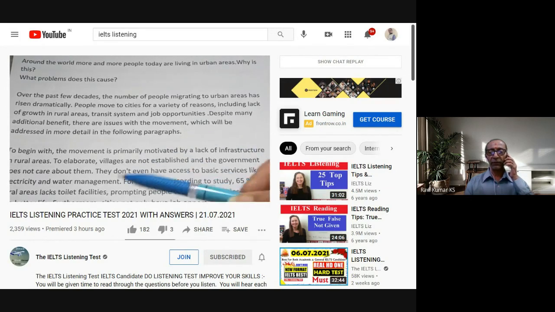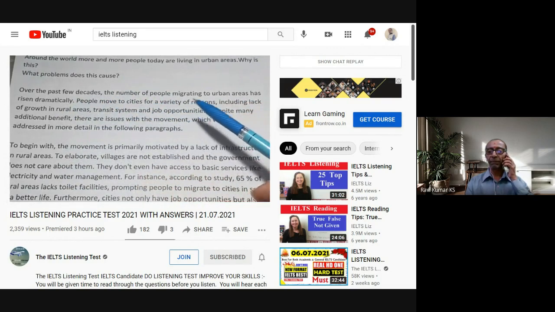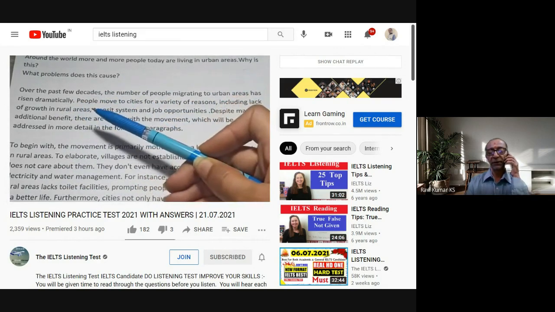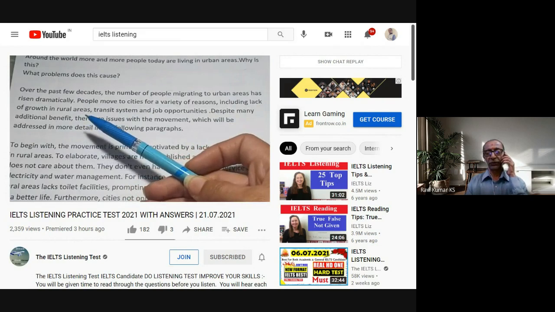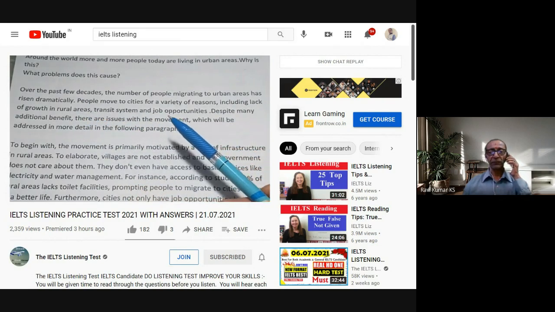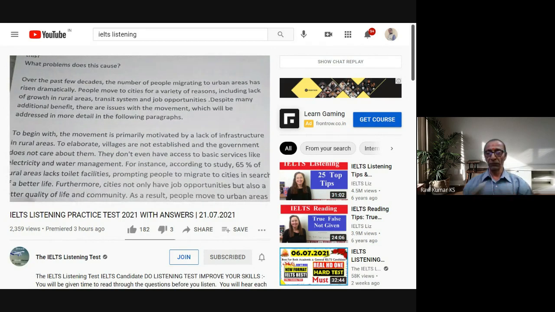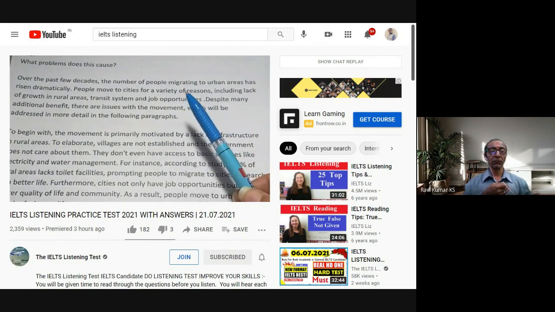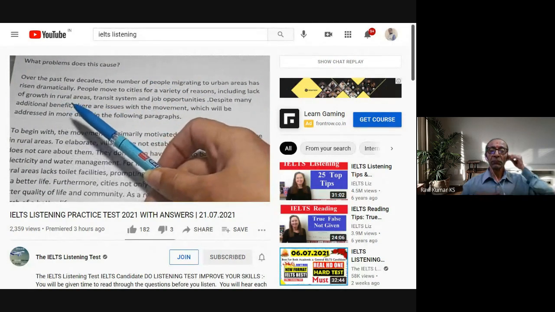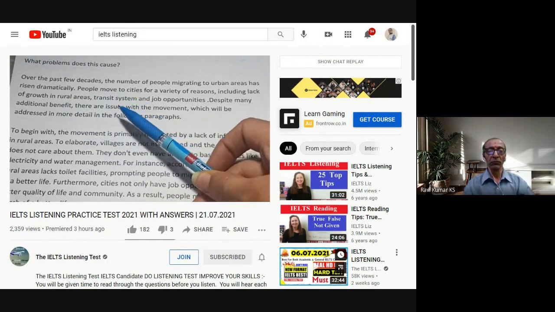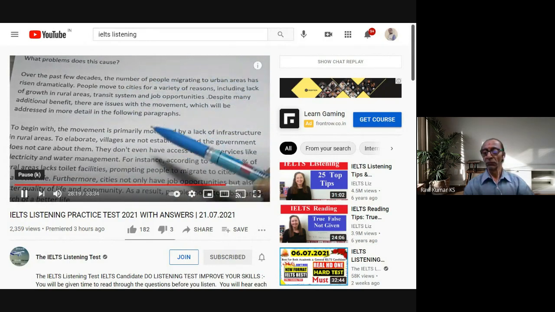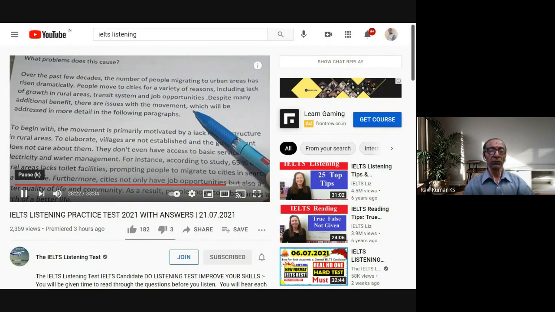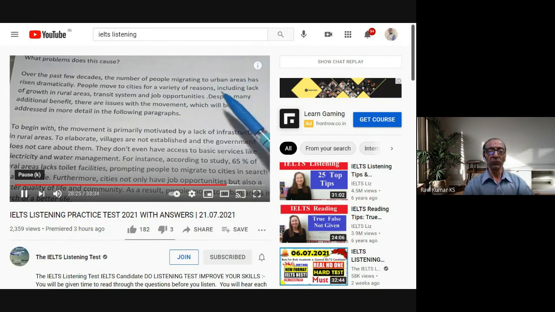Let's start with our introduction. Over the past few decades, the number of people migrating to urban areas has risen dramatically. People move to cities for a variety of reasons, including lack of growth in rural areas, transit system, and job opportunities. So we are telling some of the reasons. We can't describe all the reasons in just 250 words. So we are describing just a few of them, like there is no growth in rural areas, no transportation system, facilities are not as much as these are in urban areas, and job opportunities are also very less compared to the urban areas or cities.